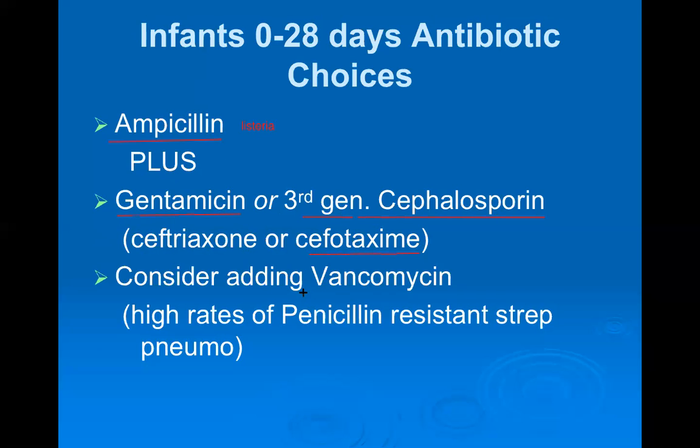Consider adding vancomycin if you believe the infection is caused by Staphylococcus aureus or penicillin resistant Streptococcus pneumoniae. So resistant gram positive organisms are treated by vancomycin, but that is added only if you think those types of organisms may be there. Let me repeat: ampicillin plus cefotaxime and ampicillin plus gentamicin. This is a good combination.